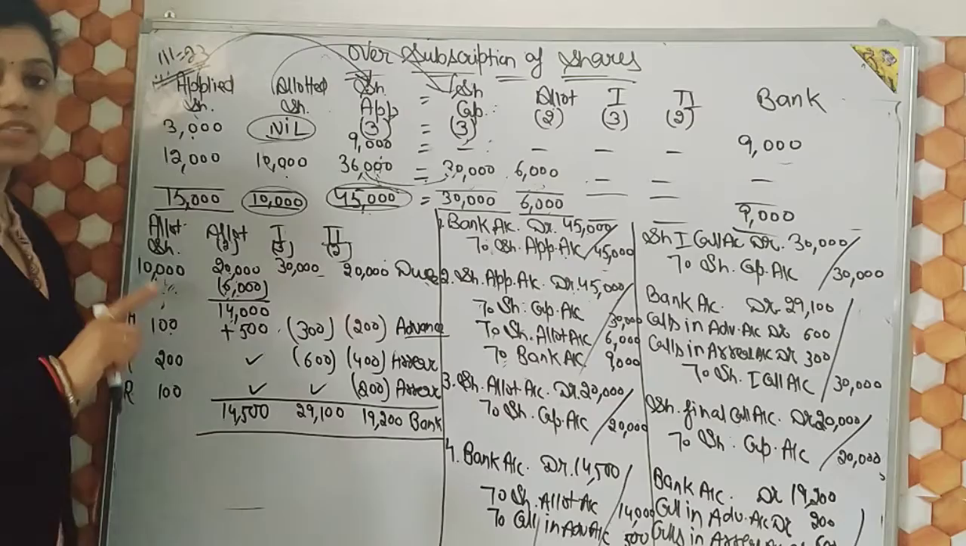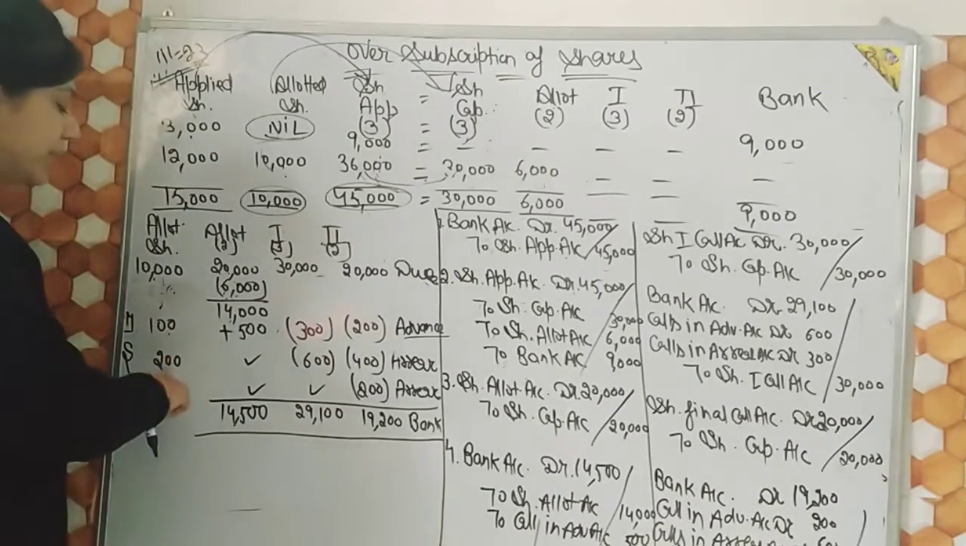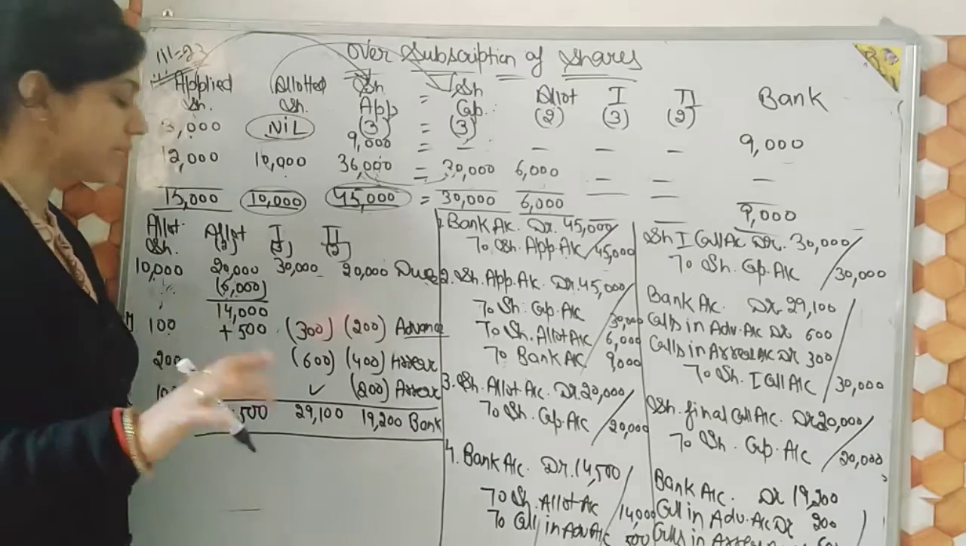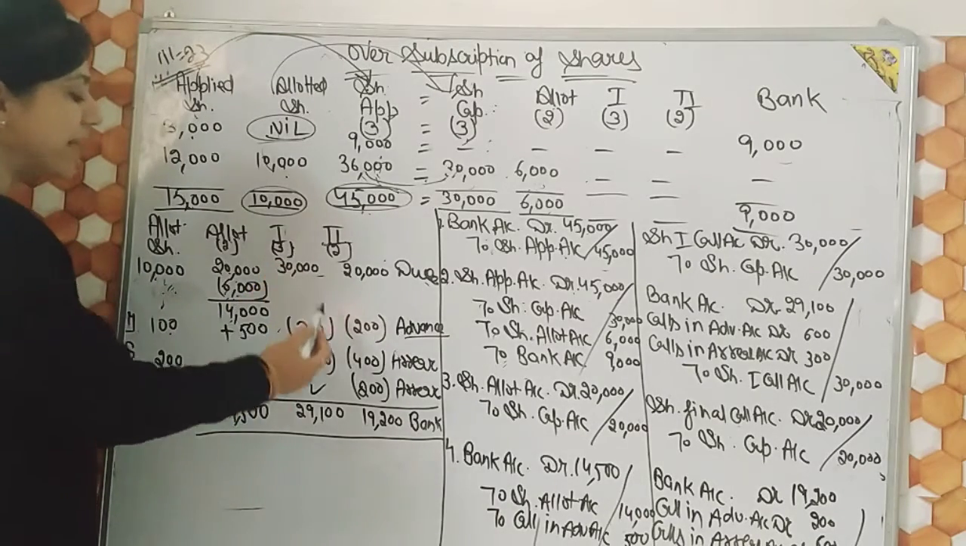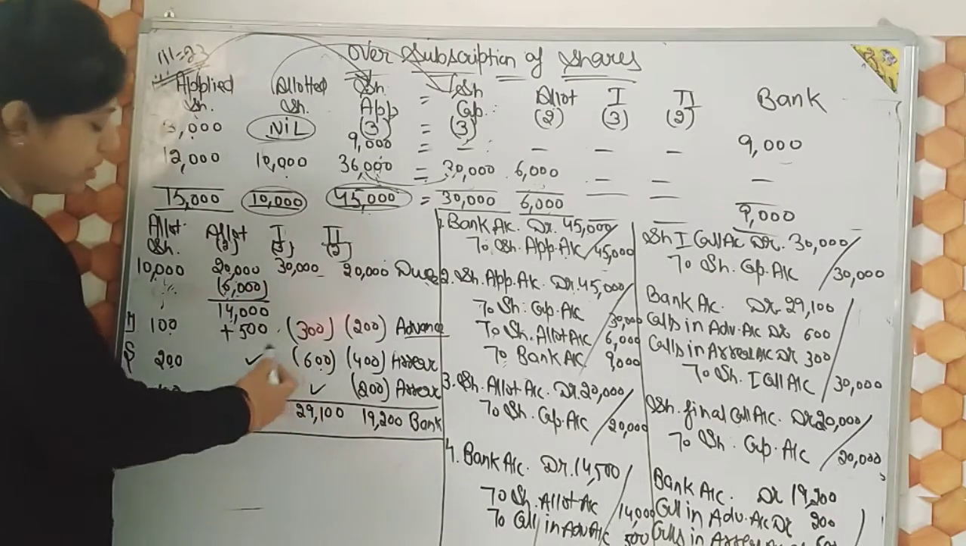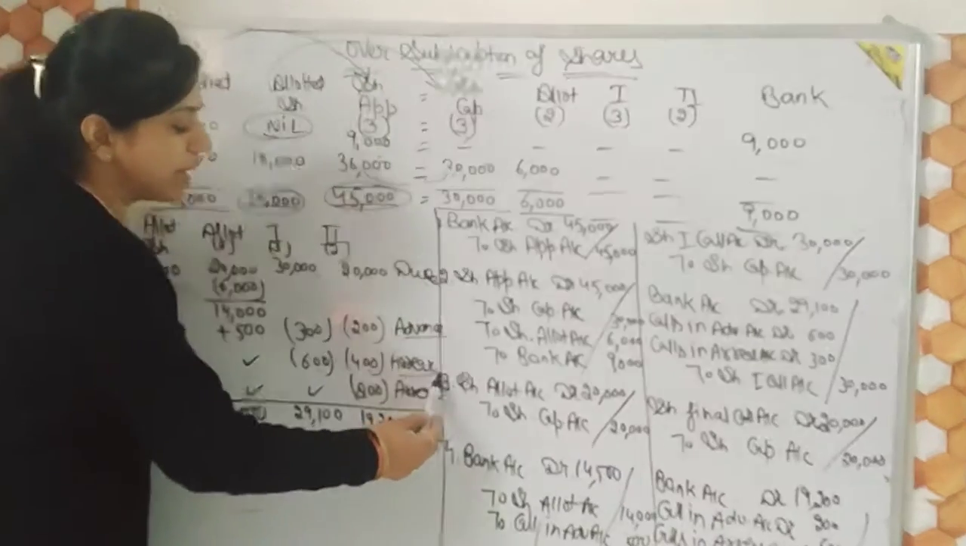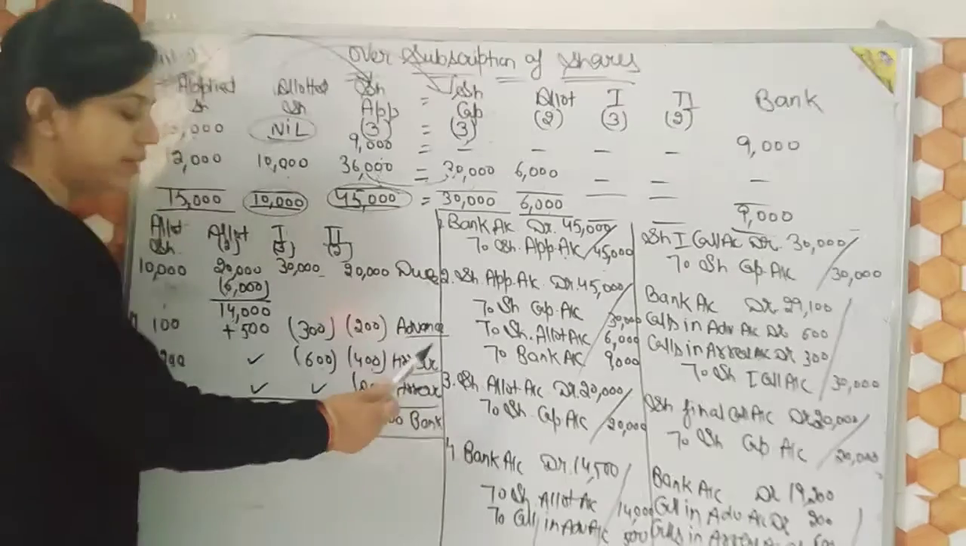Similarly, one more person, Sohan, is there who has 200 shares, paid allotment but does not pay first call and second call. So 200 multiply 3, 600 not received. 200 multiply 2, 400 not received. So you have to write here calls in arrear.